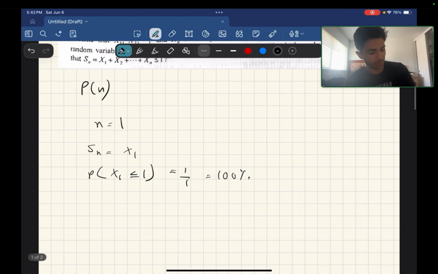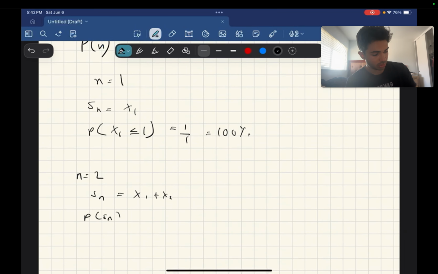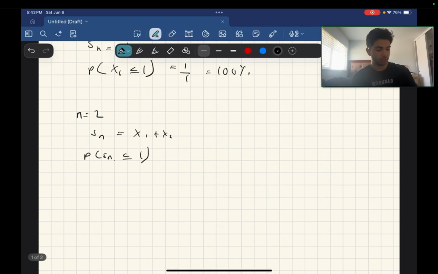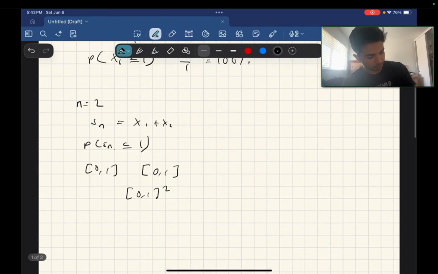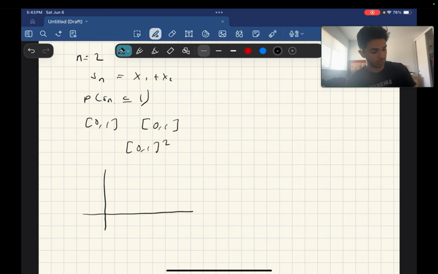Okay, for n equals 2, we want s sub n, which is equal to x sub 1 plus x sub 2, to be less than or equal to 1. So that means the first term can be between 0 and 1, and so can the next term, right? And so we have a two-dimensional plane, between 0 and 1, and 0 and 1.